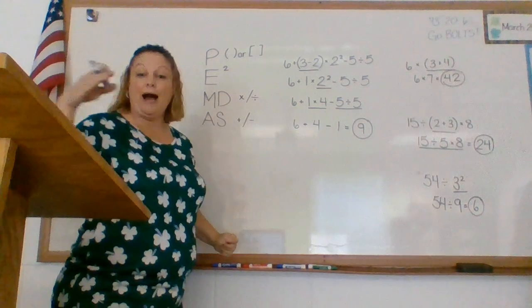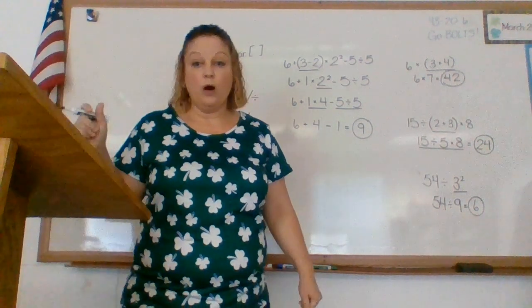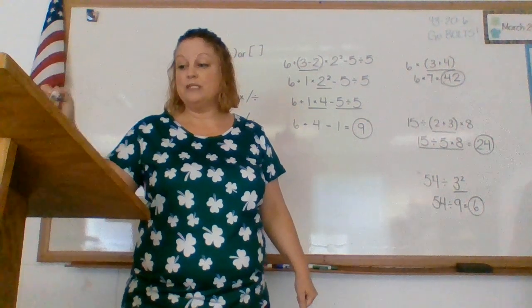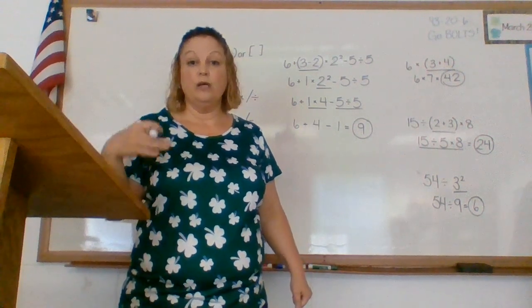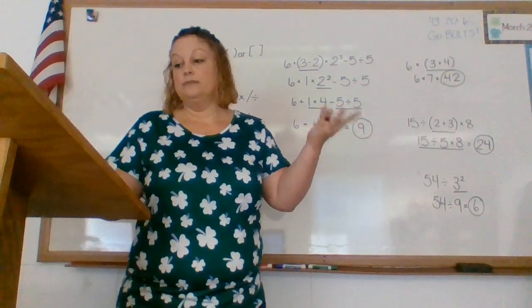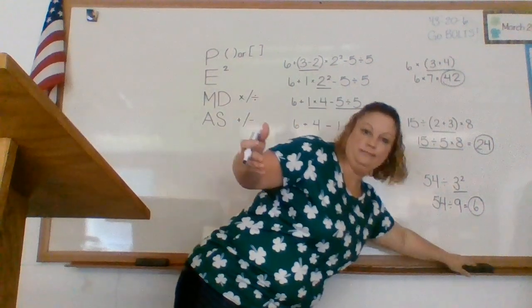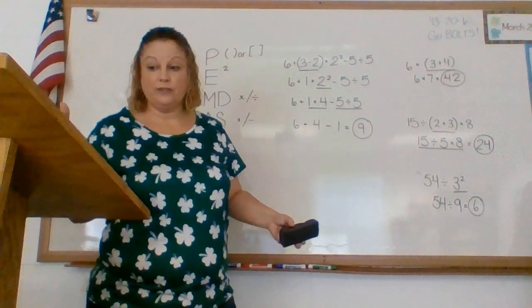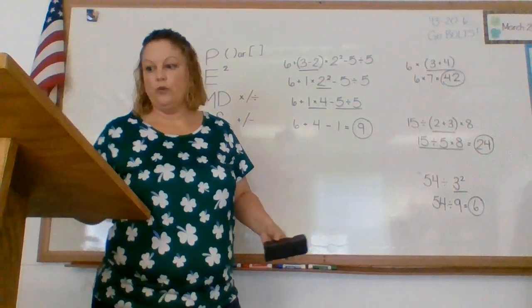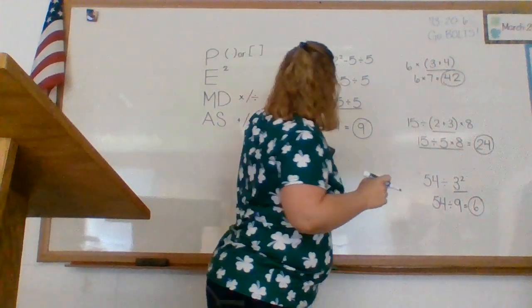So let's look at the ones that are on your worksheet. A, for number 1, you have 5 times 7 plus 2. Your first step, of course, would be 7 plus 2. You end up with 5 times 9, which the answer then would be 45. Okay. B is a little bit longer problem.